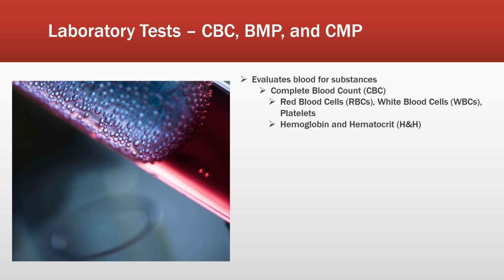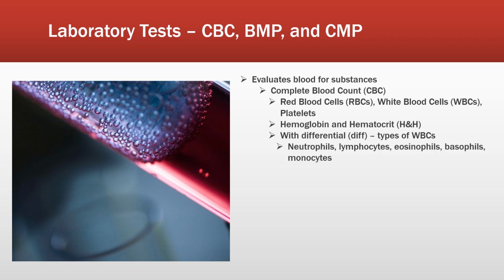The amount of hemoglobin contained in the red blood cells, along with the percentage of the blood volume that is red blood cells, called the hematocrit, are also routinely ordered together and may be called an H&H. A CBC may also be ordered with a differential, which we can also call a diff, that breaks down each type of white blood cell, including neutrophils, lymphocytes, eosinophils, basophils, and monocytes.